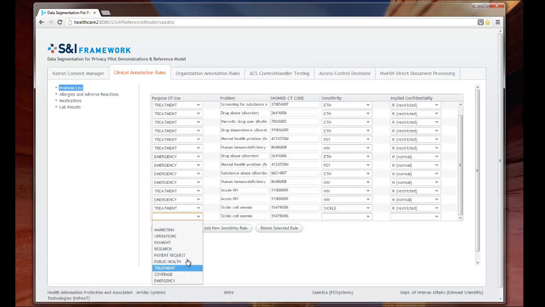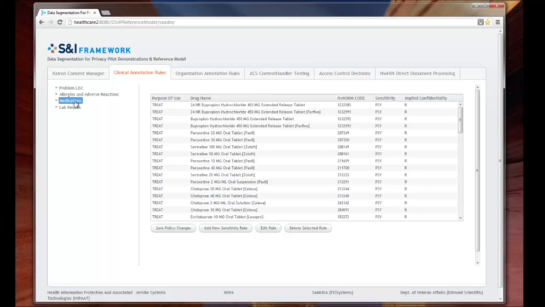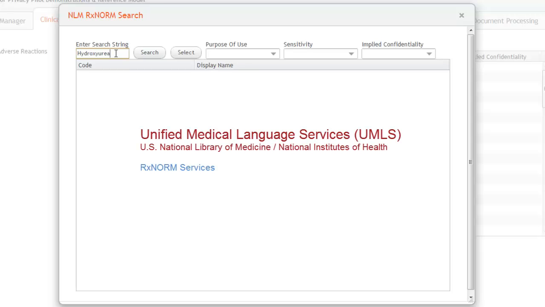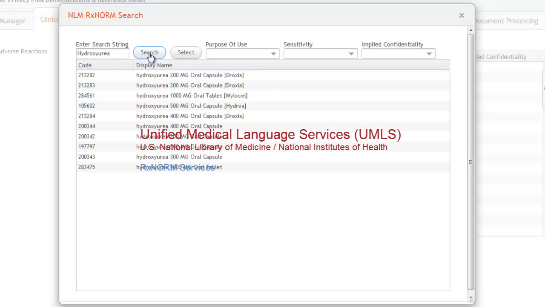Because our demonstration is focusing on the Department of Veterans Affairs and their Title 38 Section 7332 requirements, we will be adding clinical facts to the repository for diagnoses and medications related to sickle cell anemia. Please note that facts related to substance abuse, HIV, and mental health related issues were added in previous demonstrations.